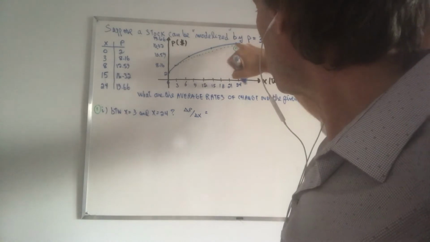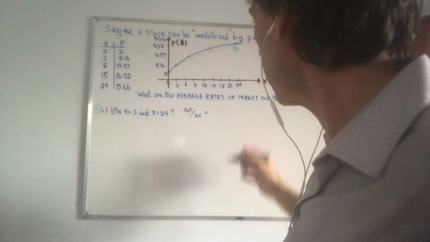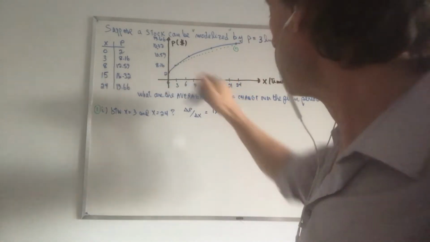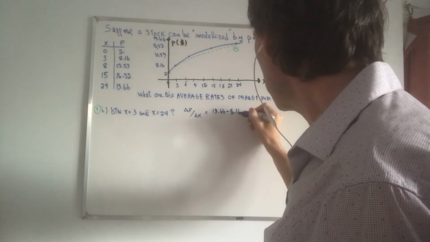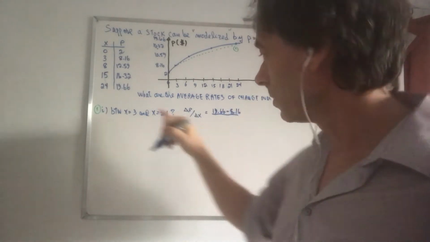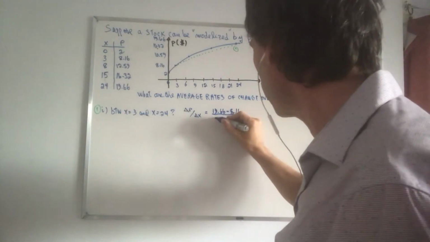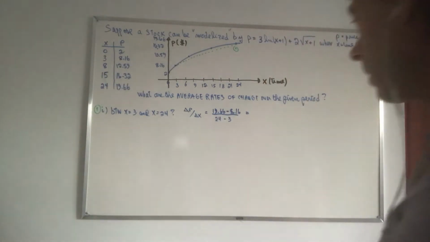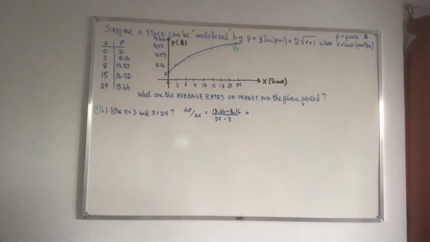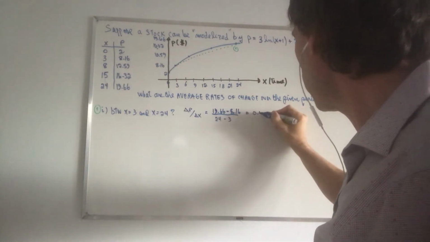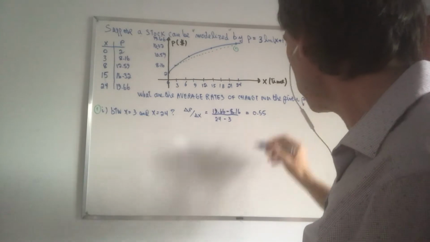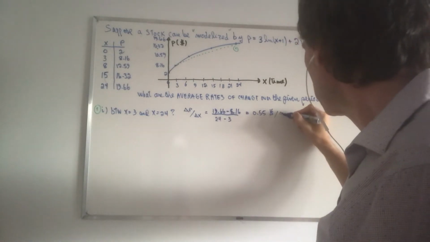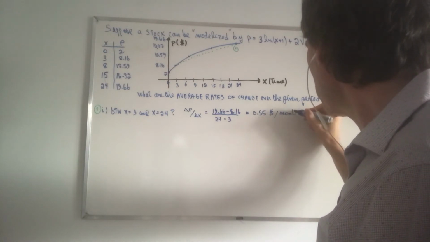So I take the price here minus the price there. So I take 1966 minus, what's the price at 3? 816. And I divide this by the number of months that the investment has gone through, 24 minus 3. And I get something that would be about 0.55. What's the unit? It's very important. Dollars per month.